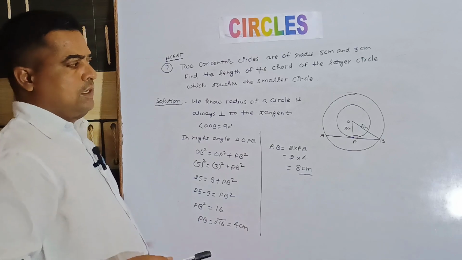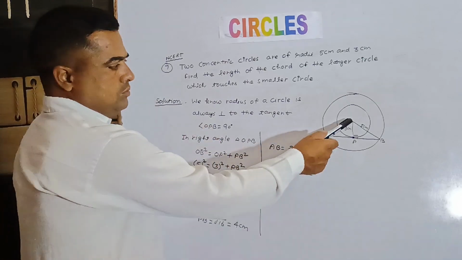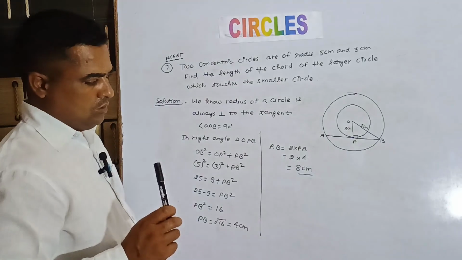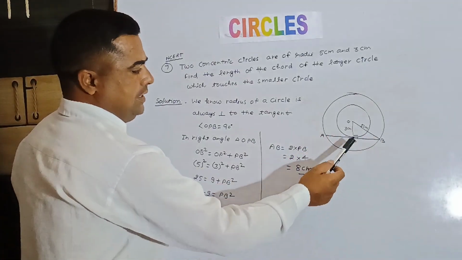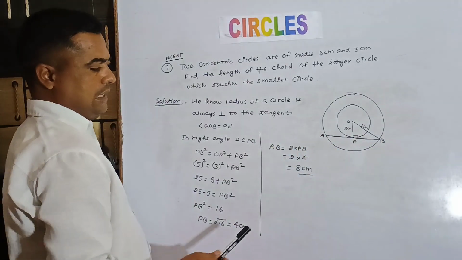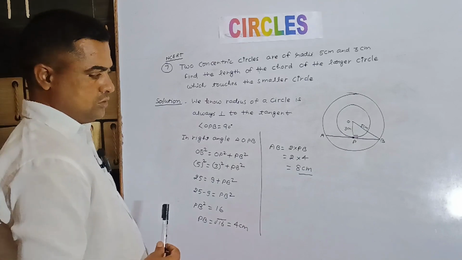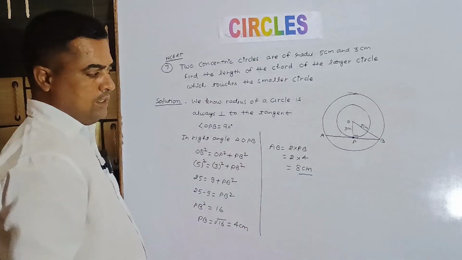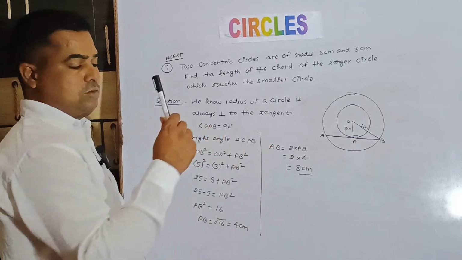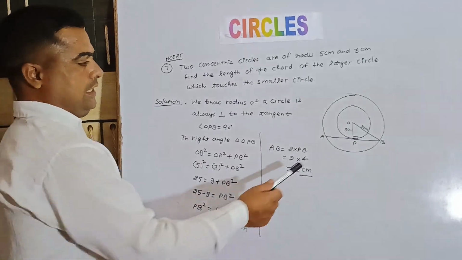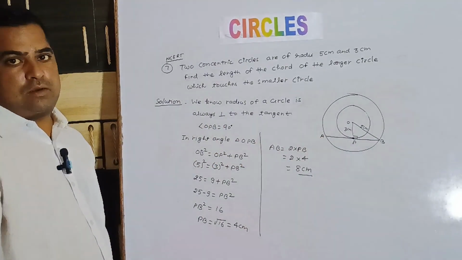Students, we know very well the perpendicular from center to the chord bisects the chord, means the length of AB will be double of PB. The length of PB we have got here, 4 centimeter. We are putting the value of PB, 4 centimeter. So 4 into 2, this will be 8 centimeter. So length of AB will be 8 centimeter.